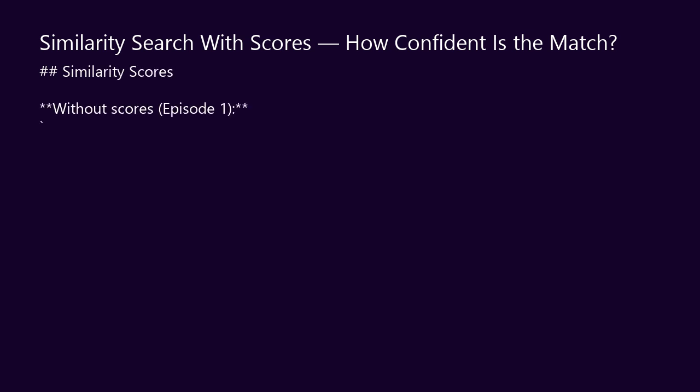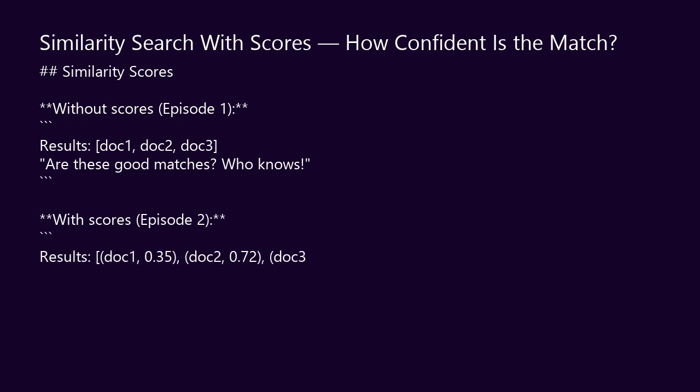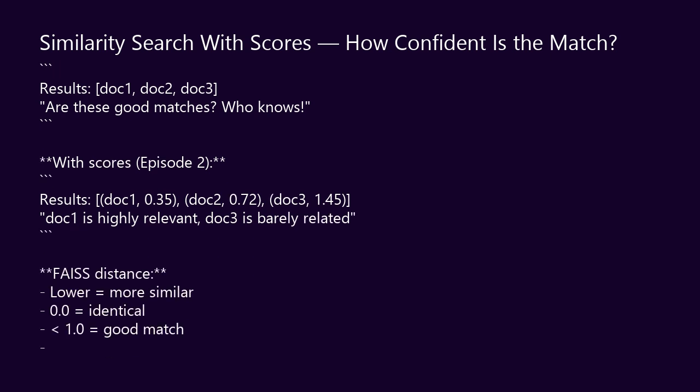Before we build the full RAG chain, let me show you something new: similarity search with scores. In episode 1, we just got back the matching chunks. But we had no idea how similar they were. Was it a 95% match or a 50% match? That information is crucial. FAISS can return a distance score alongside each result. Lower distance means higher similarity. Think of it like a search engine confidence score. It tells you how relevant each result is.